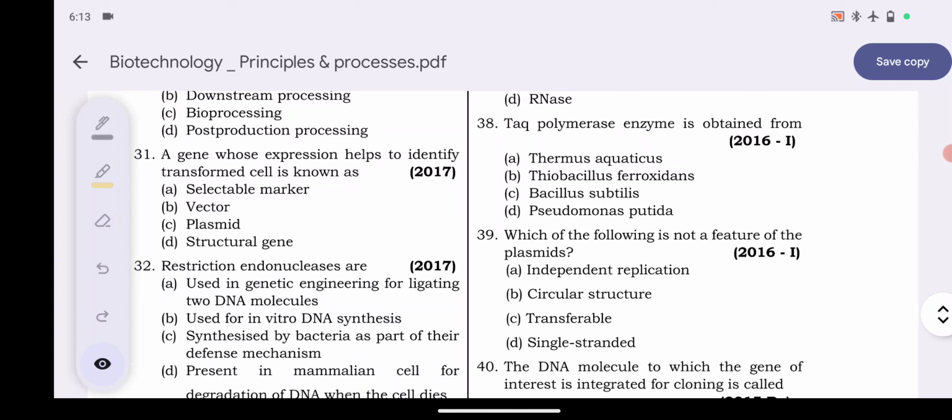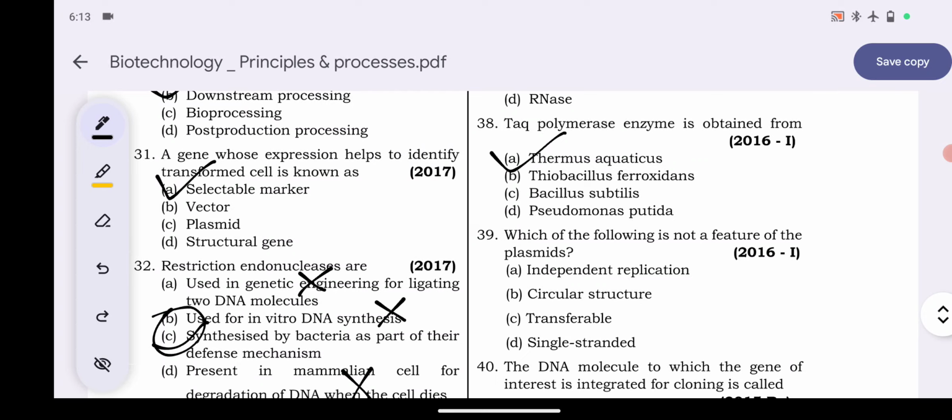Question number 38. Taq polymerase enzyme is obtained from... this is also a simple question, the first answer is correct, Thermus aquaticus. Okay, explanation. A thermostable DNA polymerase, that is Taq polymerase, is obtained from Thermus aquaticus, which is a bacterium that remains active under high temperature driven denaturation of double stranded DNA.